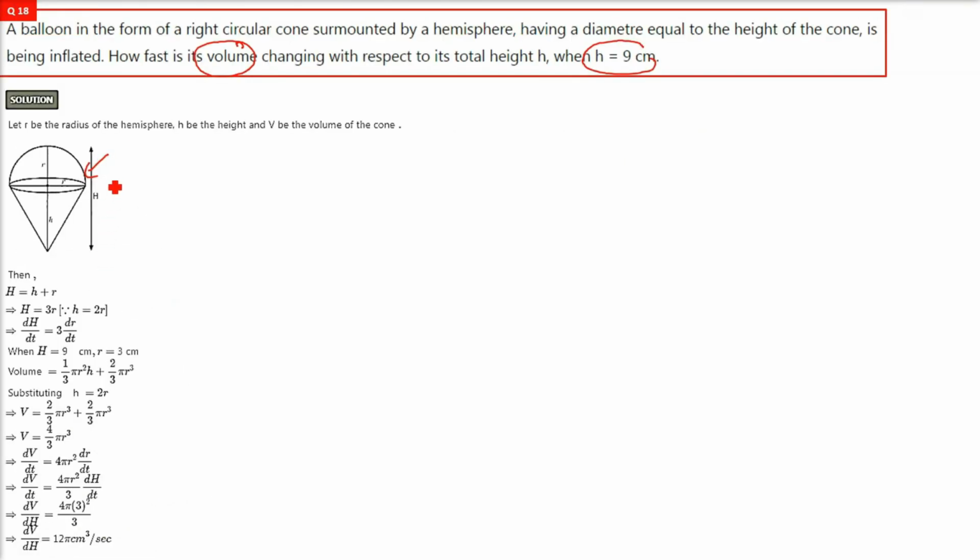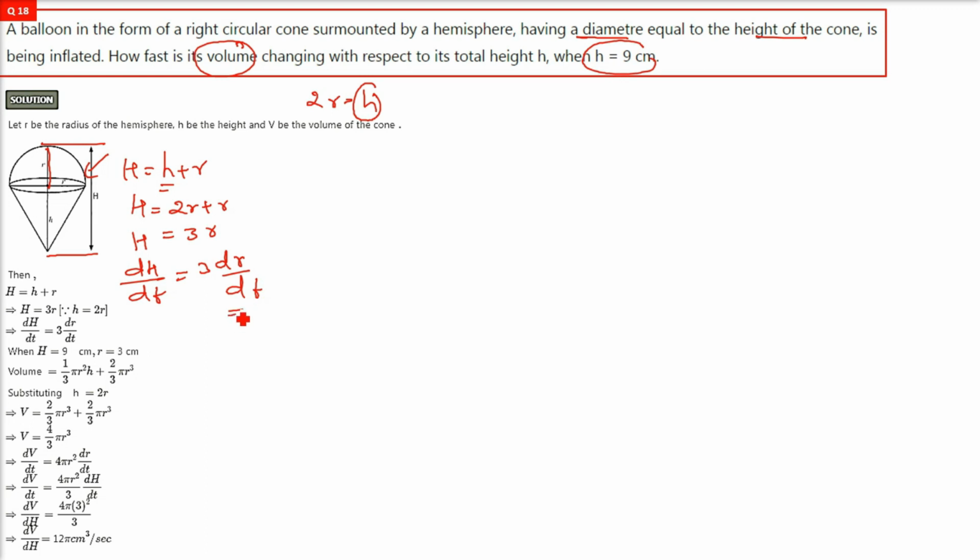What about capital H? Capital H, assume it to be h plus r. The total height of this shape is h plus r. But h is already equal to 2r, so when you replace h with 2r, you will get capital H as 3r. So you can differentiate it and get a relationship: dH/dt will be equal to thrice dr/dt.